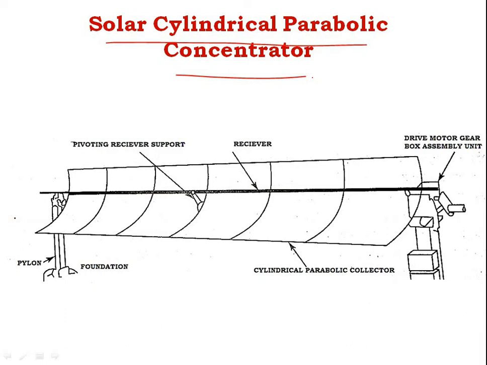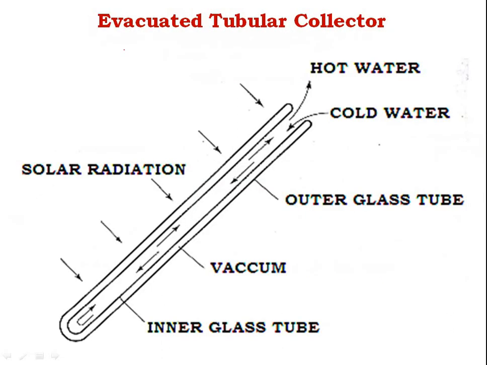The collector with such concentrators has to be oriented in any of the following directions: east-west, north-south, or polar. Hence such collectors need a one-axis tracking system which can move the collector as per the sun's movement in the sky. These types of collectors have a concentration ratio in the range of 5 to 30. Next we'll be discussing the evacuated tubular collector.